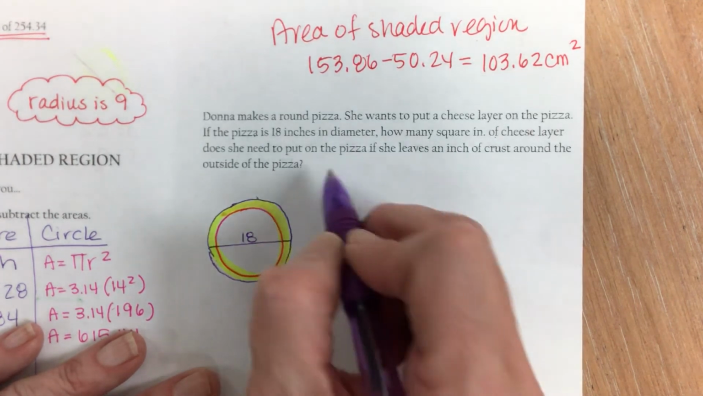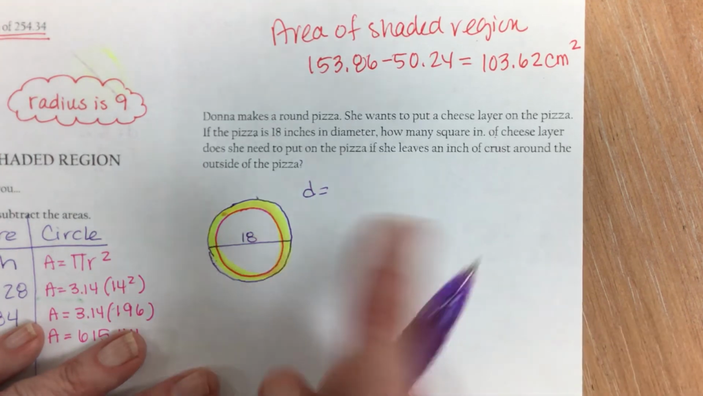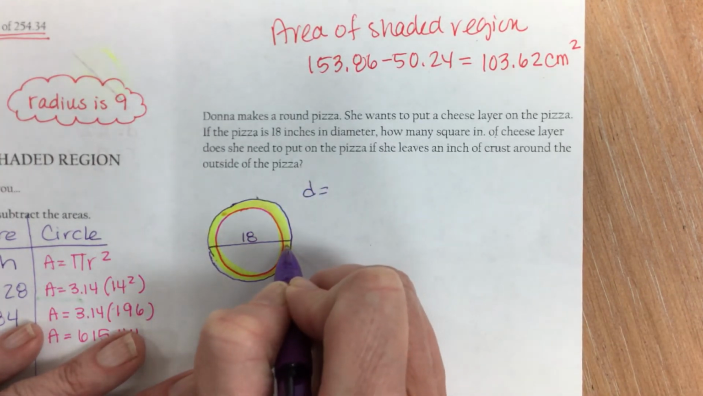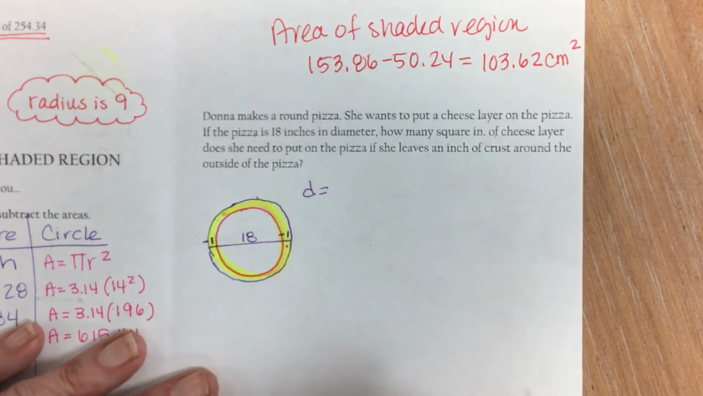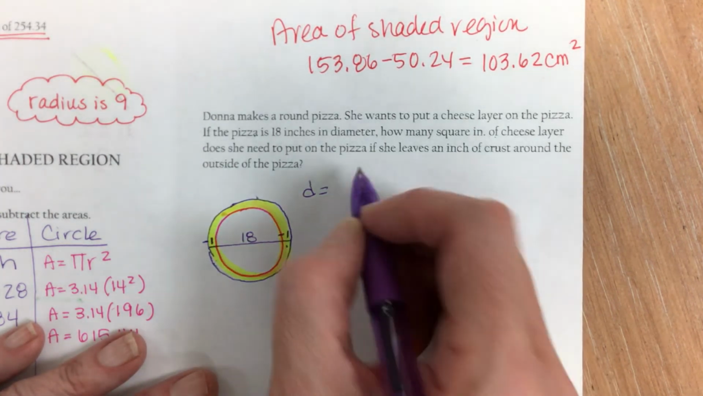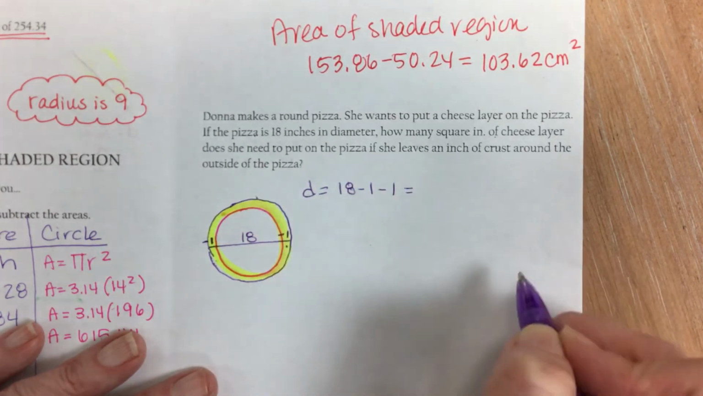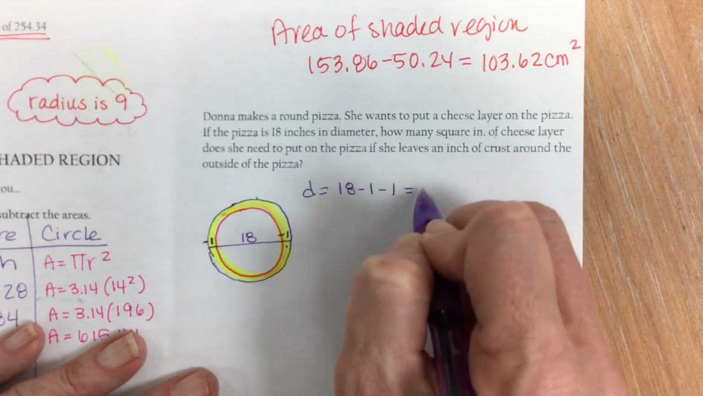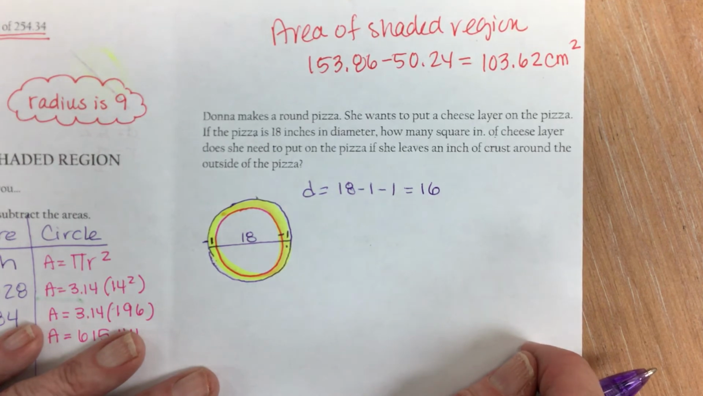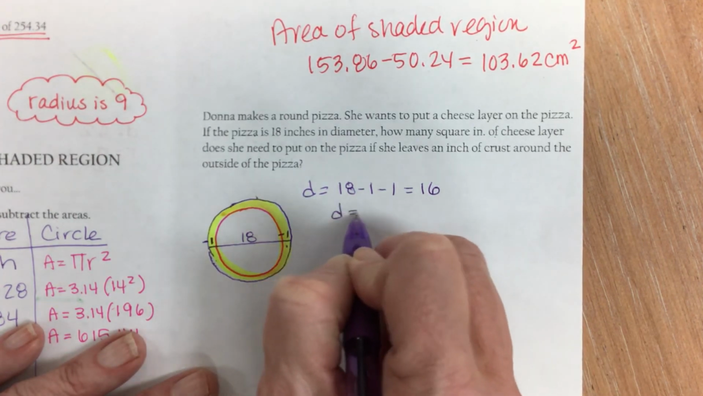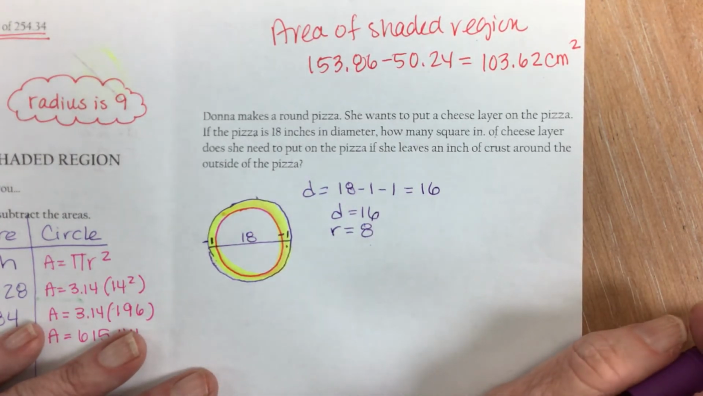But what we have to do is to find our diameter. Our diameter isn't going to be 18 here because we have an inch here, right? So we have to subtract an inch on both sides because we need to have that cheese, okay? So I'm going to show you this. So 18 minus 1 now gives me a diameter of 16, because we have to take that crust out. So here my diameter is going to be 16. My radius is going to be 8 because my radius is half of 16.